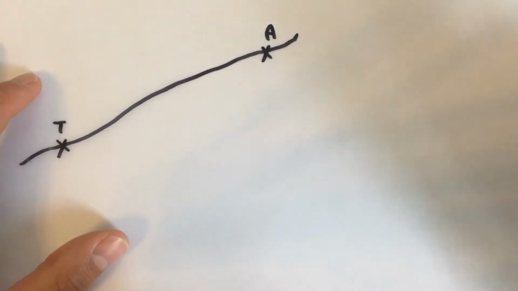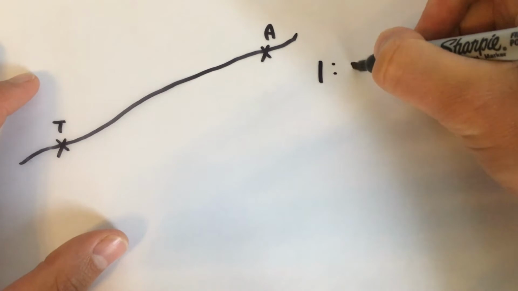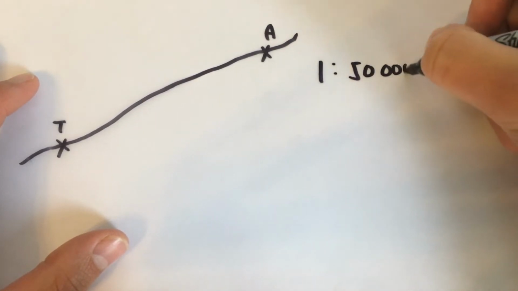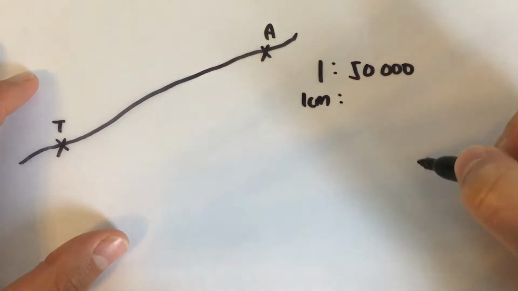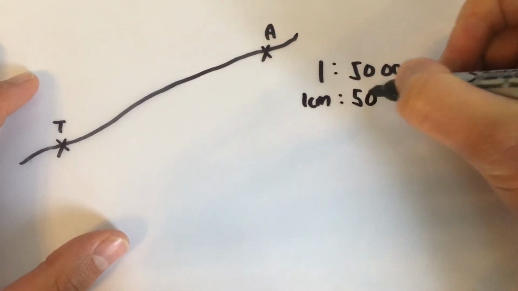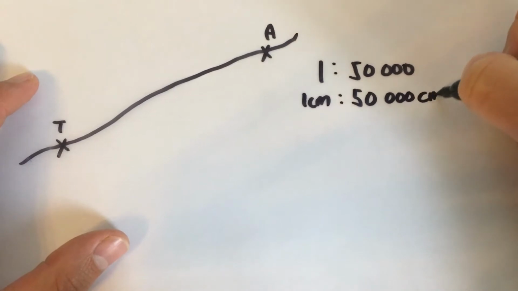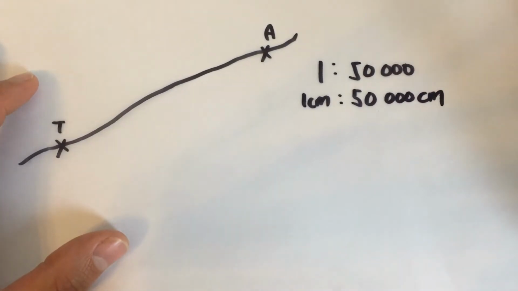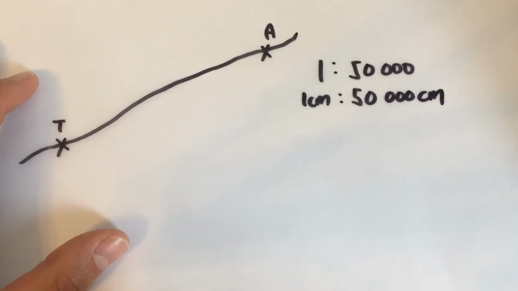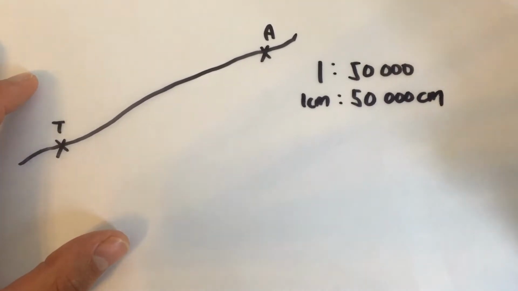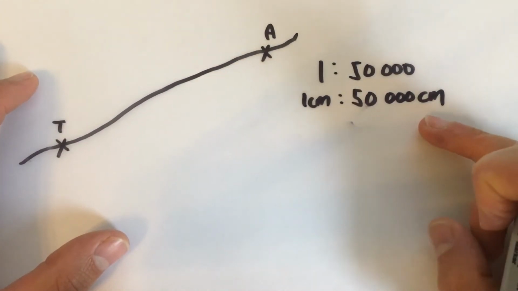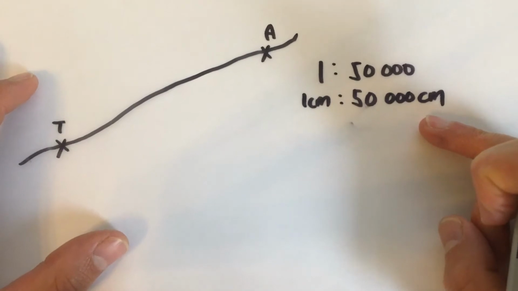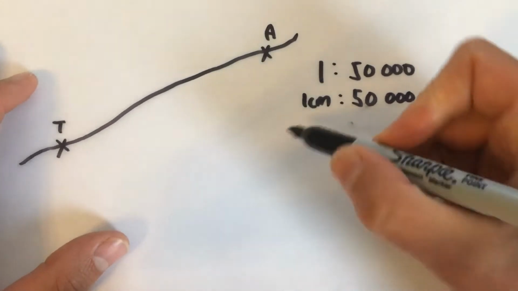Now the map has a scale of 1 to 50,000. That means that for every centimetre on the map, in real life, we'd have 50,000 centimetres. Now nobody ever says, I'm going to go for a 50,000 centimetre walk today. It doesn't happen. So it's more useful to change this into perhaps kilometres or metres if we're not going very far. So let's do that.